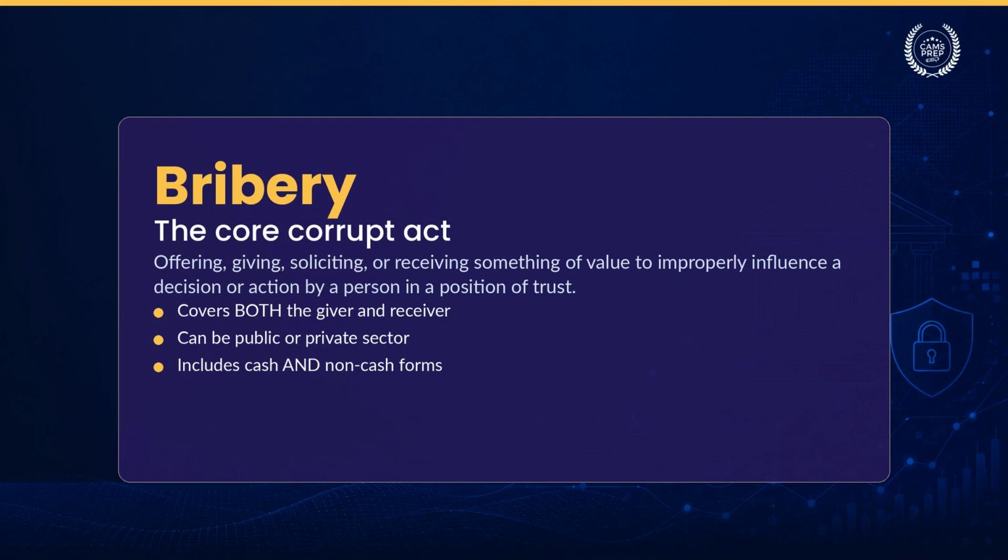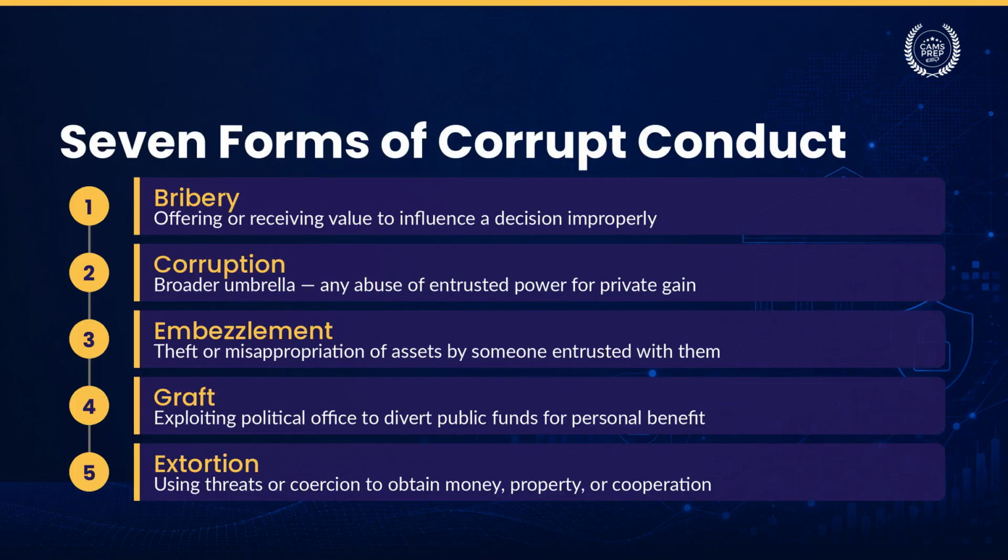Bribery is the core concept. It means offering, giving, soliciting, or receiving something of value to improperly influence a decision or action by someone in a position of trust. Two critical points. First, bribery covers both sides of the transaction, the person who pays and the person who receives. Second, it is not limited to cash. Non-cash benefits like luxury travel, favors, or employment for relatives all qualify. Keep this broad definition in mind. The exam tests it. Now let's distinguish the 7 forms you need to know.